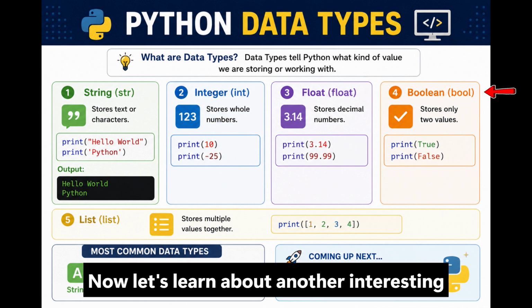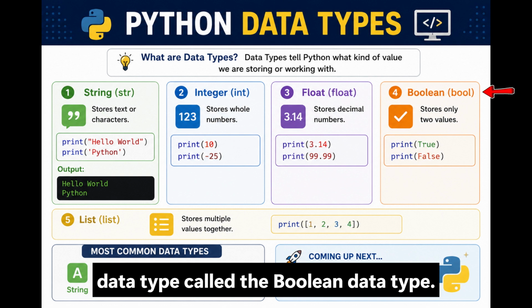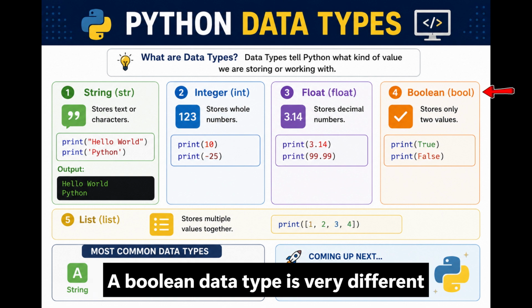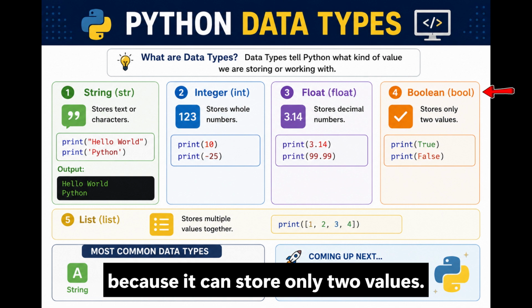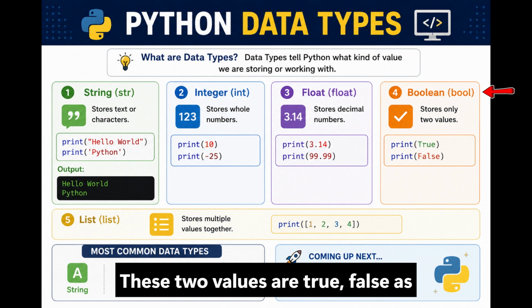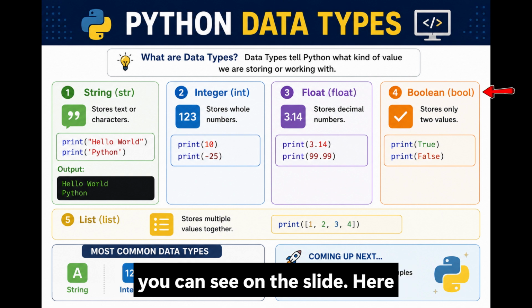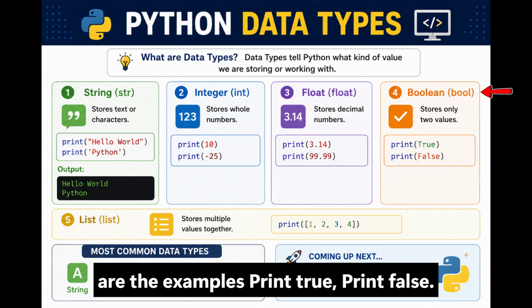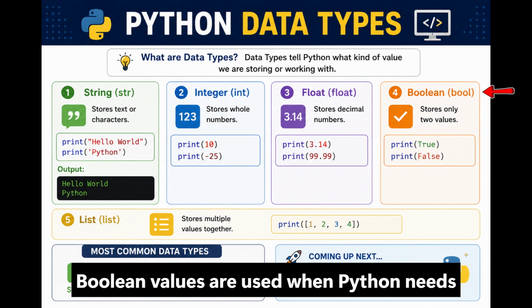Now let's learn about another interesting data type called the Boolean data type. A Boolean data type is very different from strings, integers, and floats because it can store only two values. These two values are True and False. As you can see on the slide, here are the examples. Print True, print False.